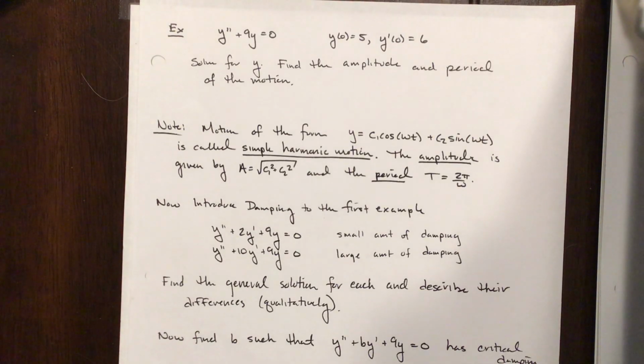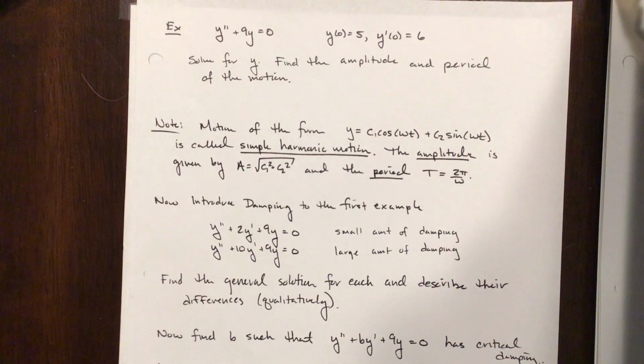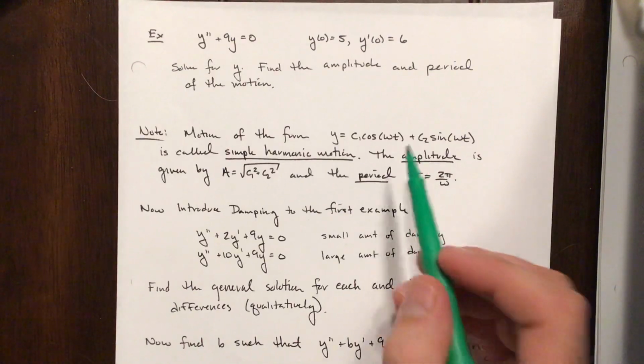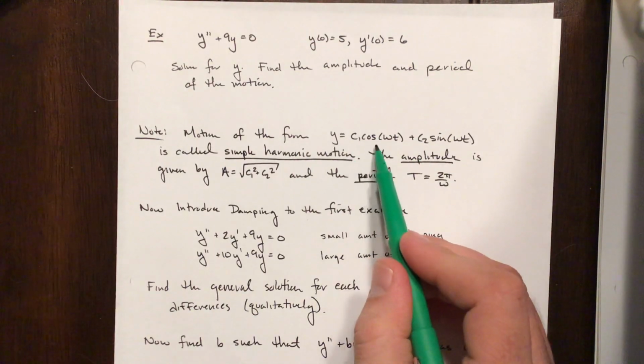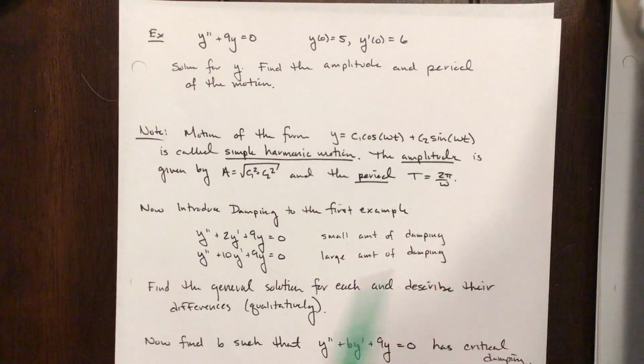What's the distance between the peak and the trough? Well, that's the amplitude. So for simple harmonic motion, that's of this form, c1 cosine omega t plus c2 sine omega t. It's called simple harmonic motion. The amplitude is given by the square root of c1 squared plus c2 squared, and the period is T, which is 2 pi over omega.